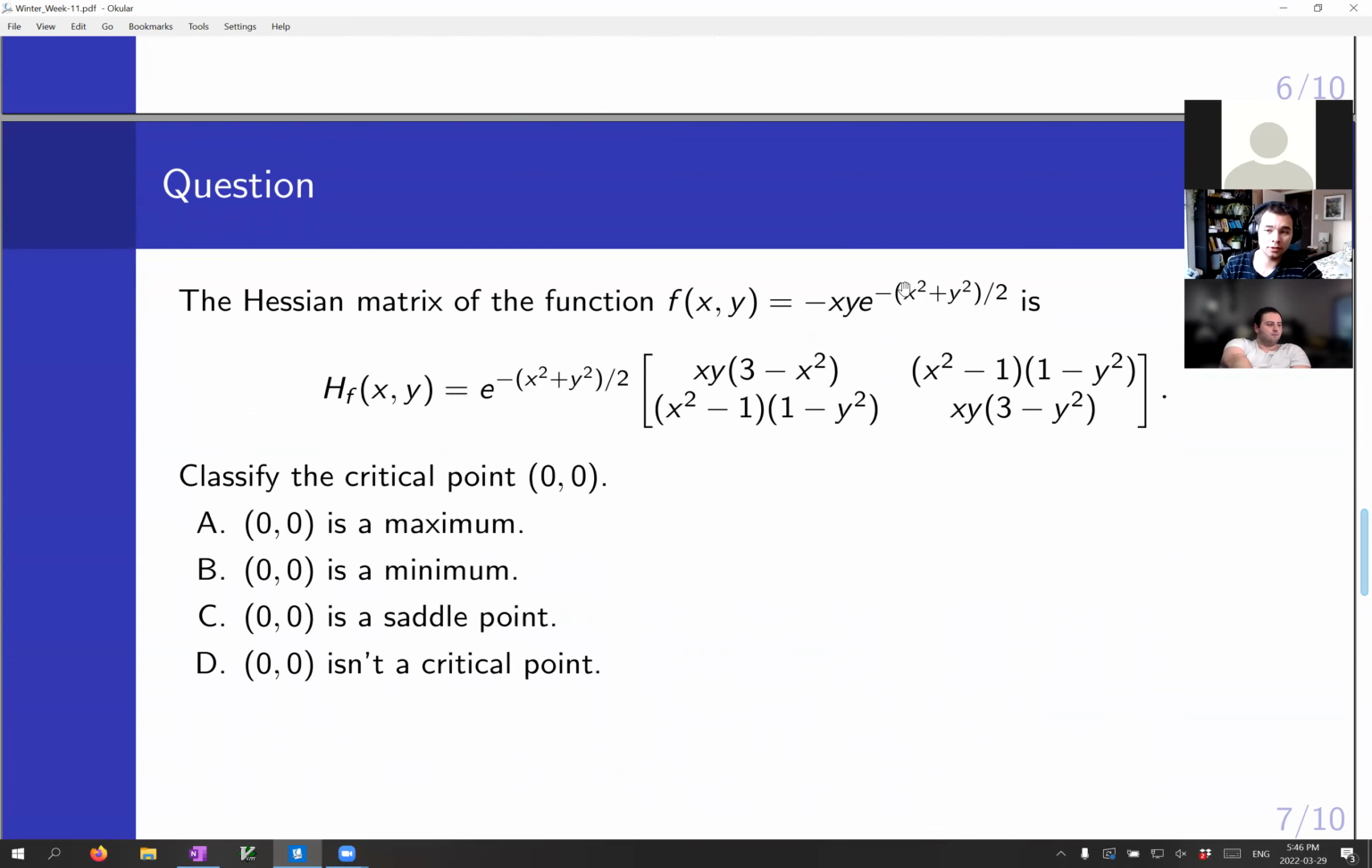So the question now is, did you understand the last two questions? Do you understand how to classify a critical point from the Hessian? I've given it to you here. You tell me what to do.